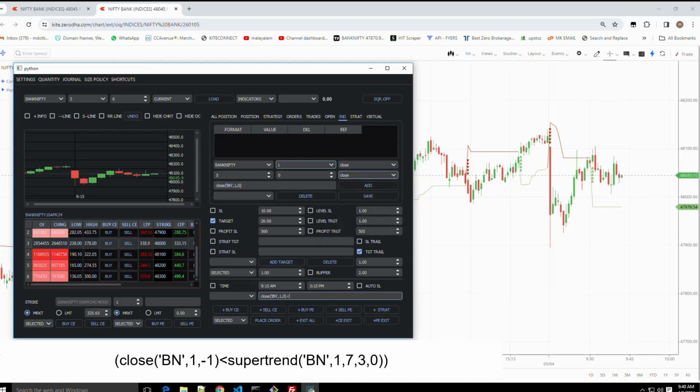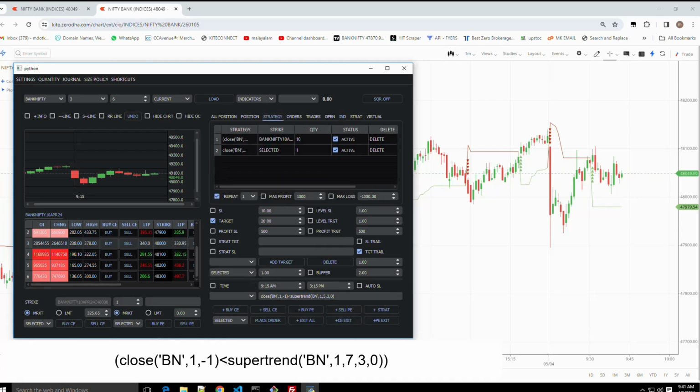Price should be below the super trend, and the previous candle price should be below super trend. Then it should exit the entire call. Okay, so I'll add the exit condition for the call.